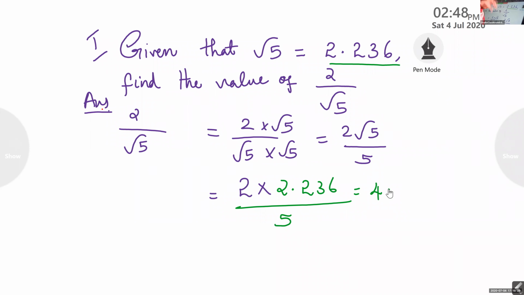4.472 divided by 5. You have to divide and find out the final answer. Instead of division by root 5, we changed it as division by 5. So divide and find out the answer.